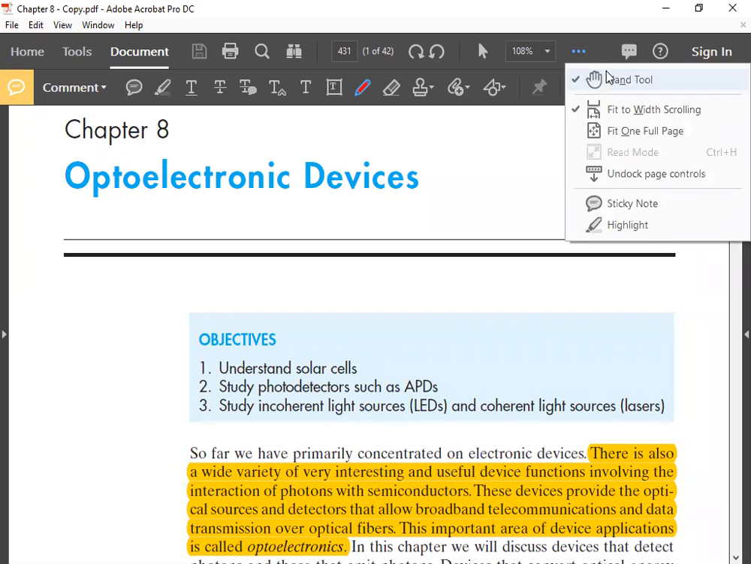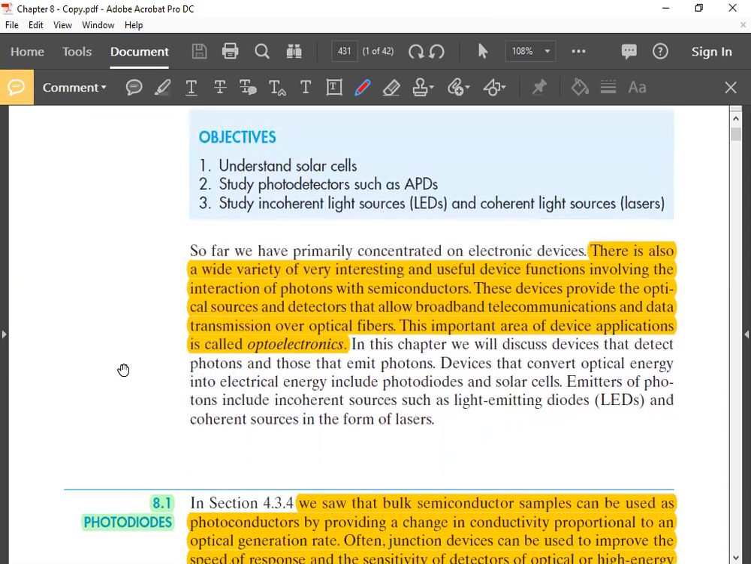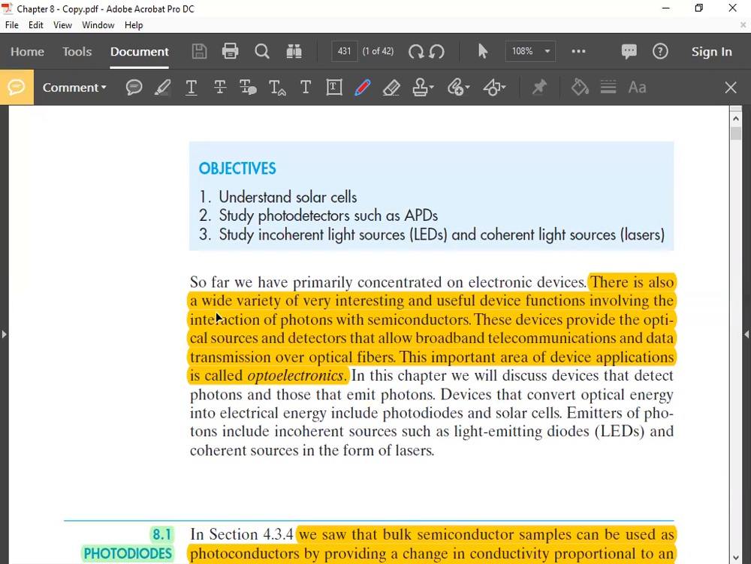Okay, so there is a class of semiconductor devices which operate on this principle, interaction with photons. Those are optoelectronic devices. So that is the beginning of chapter 8 of electronic devices. There is also a variety of very interesting and useful device functions involving the interaction of photons with semiconductors. These devices provide the optical sources and detectors that allow broadband telecommunication and data transmission over optical fibers. This important area of device application is called optoelectronics.